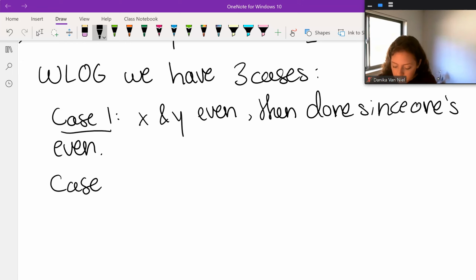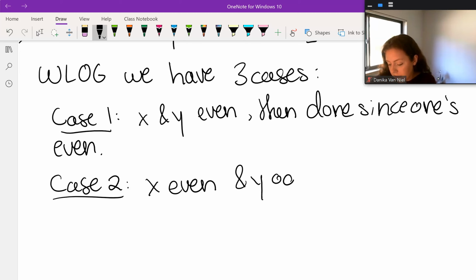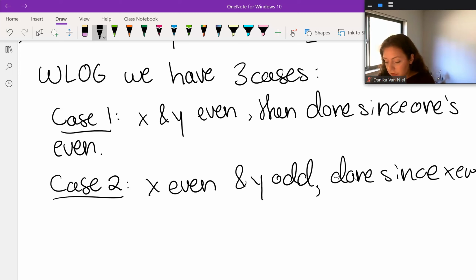So case 2 is x even and y odd. So it's the same as above. We're done since x is even, or since not P is true, okay? So case 3 is when we actually have to do a little bit of work.